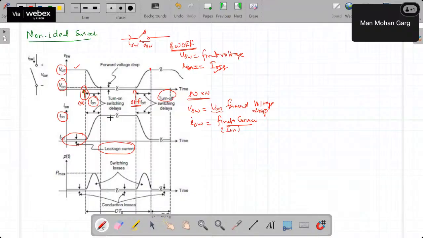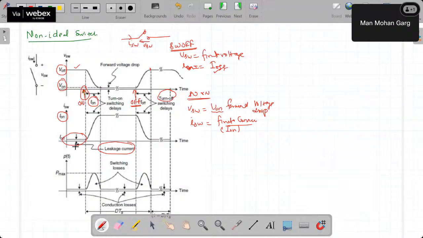So what we have seen here is that the voltage is not zero when the switch is on, the current is not zero when the switch is off, and the turn on and turn off times are not zero. A practical switch has certain turn on and turn off times. Now what about the power? So here this is V off.